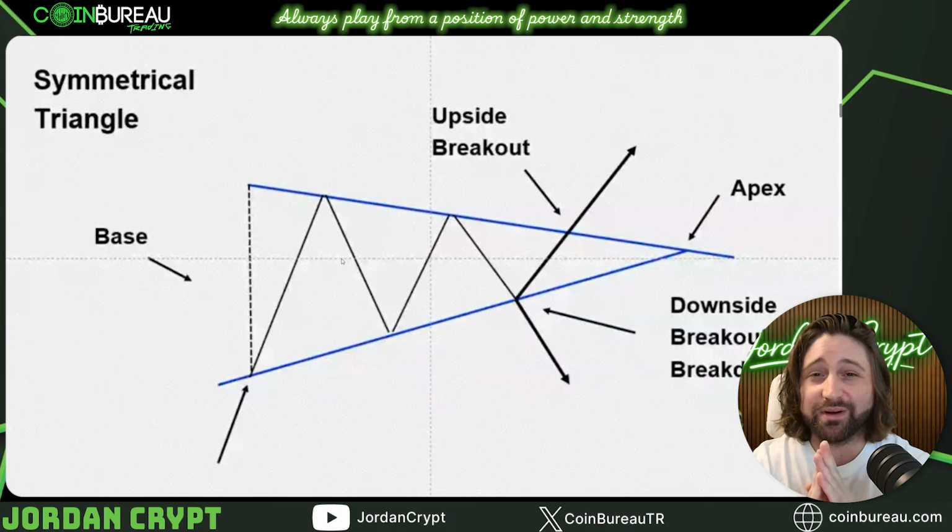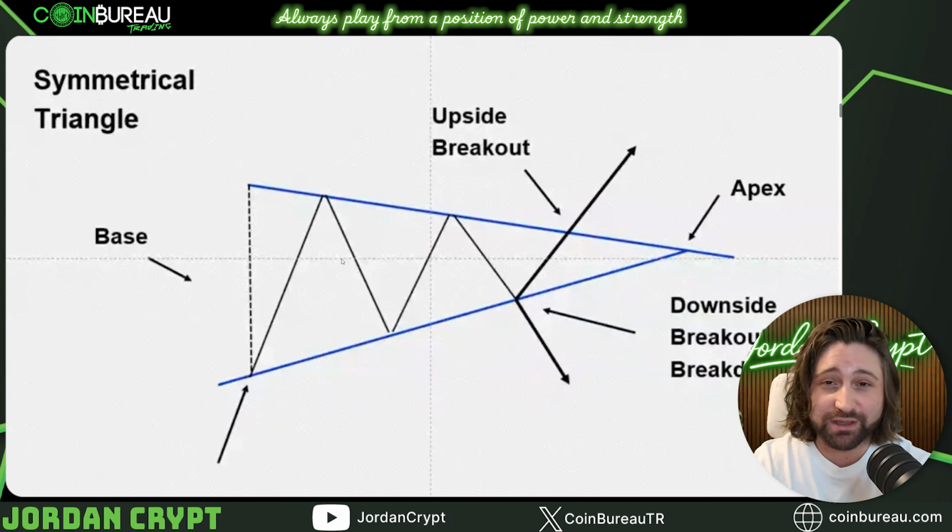Symmetrical triangles experience a squeeze or a narrowing of price action. There is also decreasing volume, which can cause traders to lose interest. And this compression towards the triangle's apex can lead to highly explosive and volatile breakout moves, which can offer really nice trading opportunities if you understand how to trade them correctly.